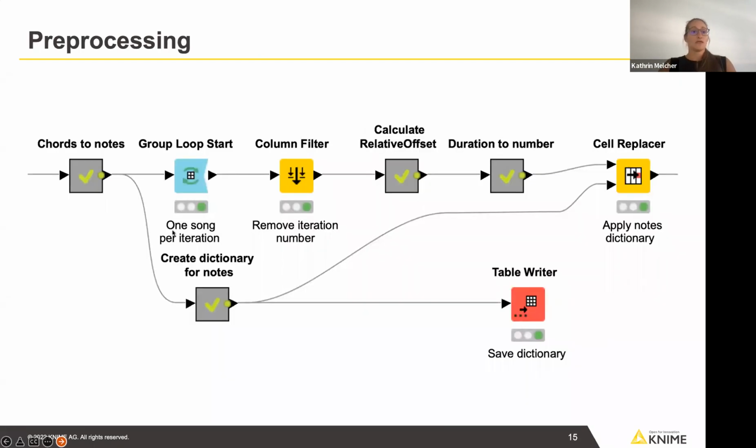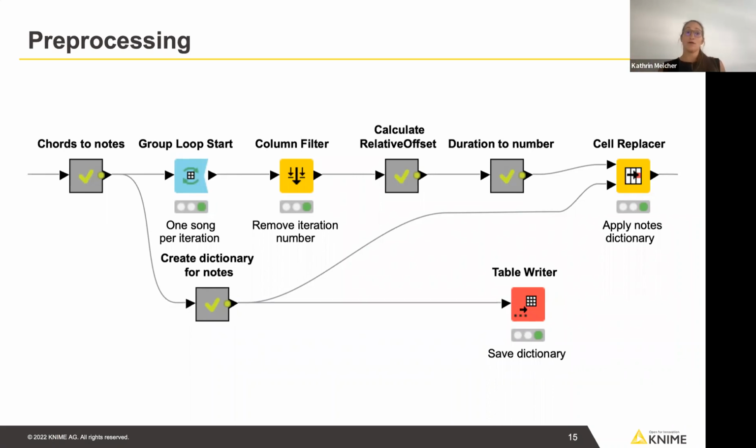So what I did here is, in this metanode, I convert the chords, so if I have more than 1 note, into multiple rows with the same offset, so a relative offset of 0. And then I process one song after the other, and I always calculate the relative offset, and I convert the duration into a number. And here I also create a dictionary of all the possible notes that I have in all of the songs, and I apply the dictionary to also encode the different classes.